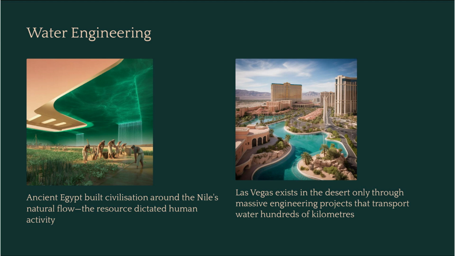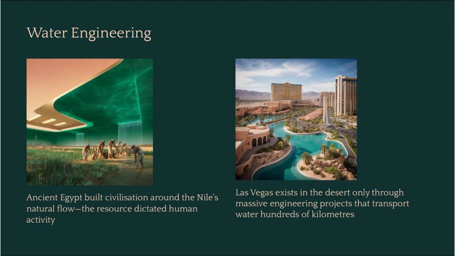This influence of water creates 2 different human responses. The first, and most common, is to follow the water. The ancient Egyptian civilization is the classic example. Their entire culture, religion, and economy was built around the predictable flooding of the Nile River. The Nile was the resource, and human activity conformed to it.